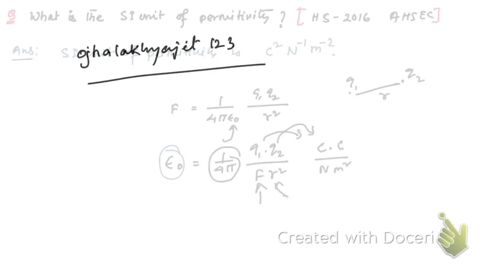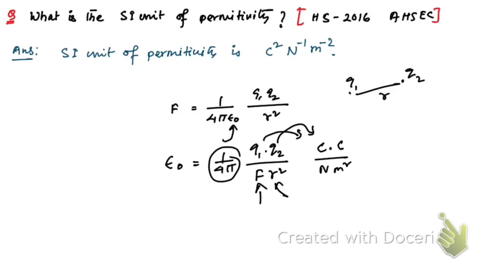Okay, so from here we can obtain the SI unit of this permittivity, right? As you see, the SI unit of charge Q1 is coulomb, C, the SI unit of Q2, which is also a charge, is C, the SI unit of force is newton, and the SI unit of distance squared, r squared, is meter squared. So that is going to be equal to C to the power 2, N to the power minus 1, m to the power minus 2. So this is the SI unit of permittivity, right?